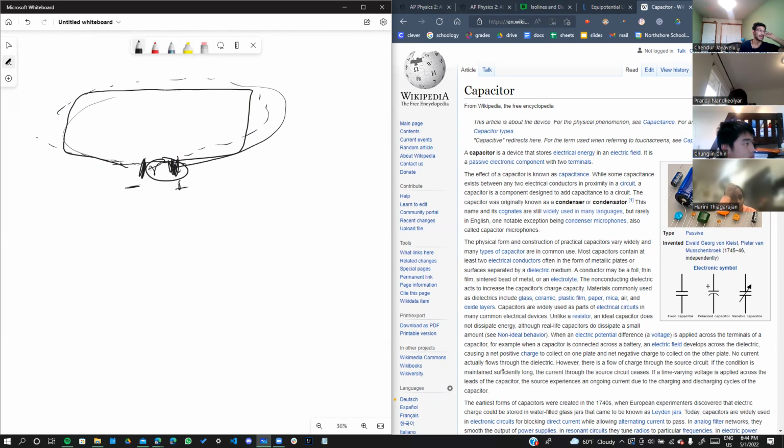So that's causing it to increase in voltage, so it's increasing the potential energy. But then the capacitor has a limit on how much it can provide. Once it reaches that maximum limit, then it's able to provide as if it was a battery. So that's what a capacitor is.